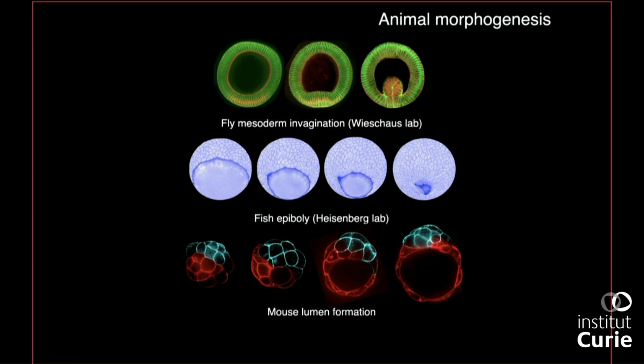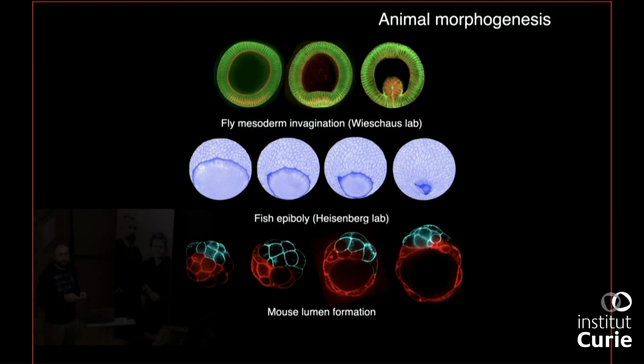Fast forward another 5 to 10 years, and many of those concepts have been validated in a vertebrate embryo, like a fish. Here's a fish embryo which undergoes epiboly, with this epithelium covering this big yolk cell until it closes. Again, this is mediated by changes in the contractility of the actin cytoskeleton of those cells, and coordinated by cell-cell adhesion components of the cells.